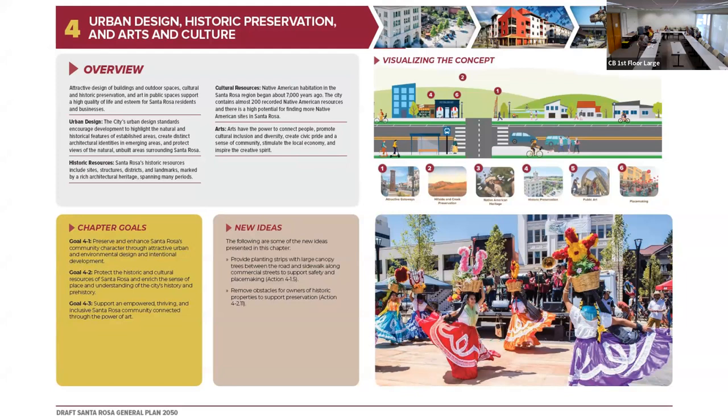The third one is focused specifically on arts and culture, and the new ideas that we have included in here are connected to urban design in terms of creating strips with large canopies of trees between the road and the sidewalk along commercial streets to support safety and placemaking, which is something that is more focused on planning. However, we also are trying to remove obstacles for owners of historical properties to support preservation, which is another part.